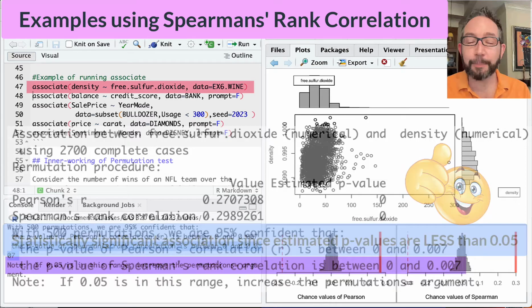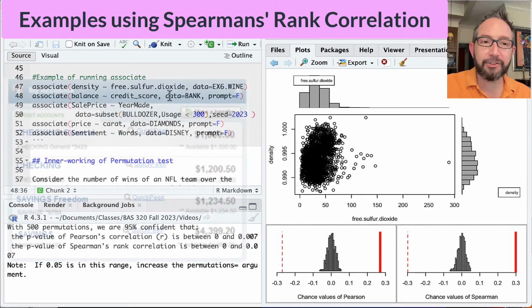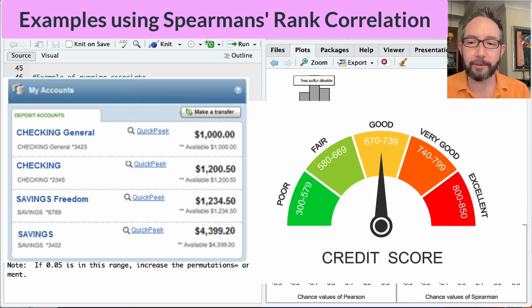And looking at the scatter plot, it looks like it's a reasonably strong one to help guide us in terms of what we know about density and free sulfur dioxide. Knowing the free sulfur dioxide narrows down to a decent degree what the density content in that wine might end up being. Let's look at another example here, the relationship between the balance of someone's bank account and their credit score.